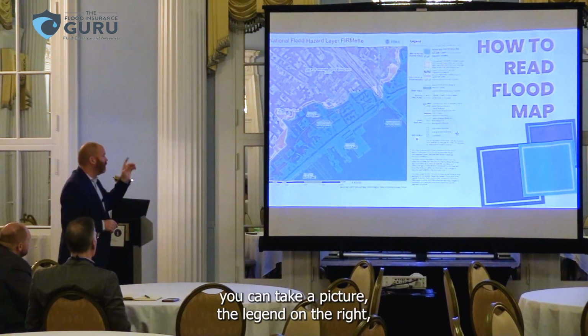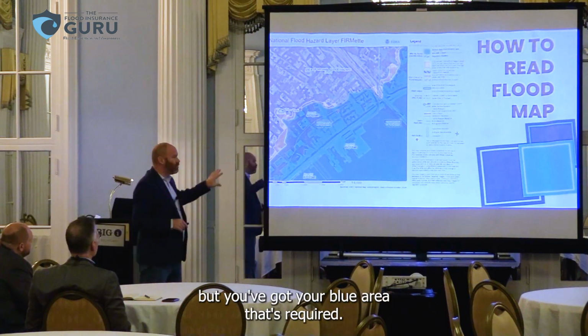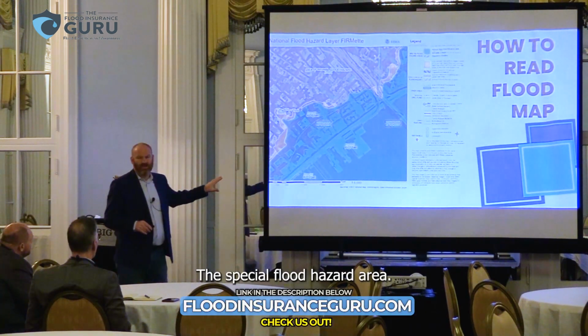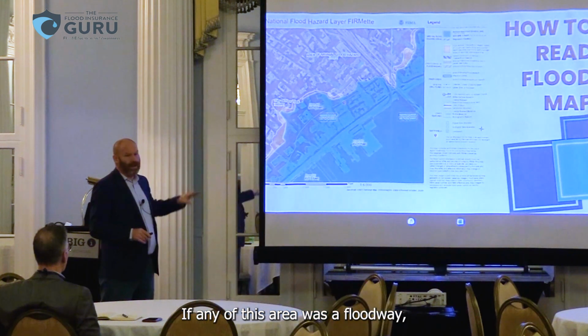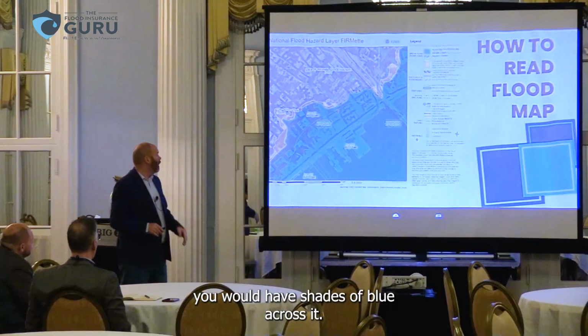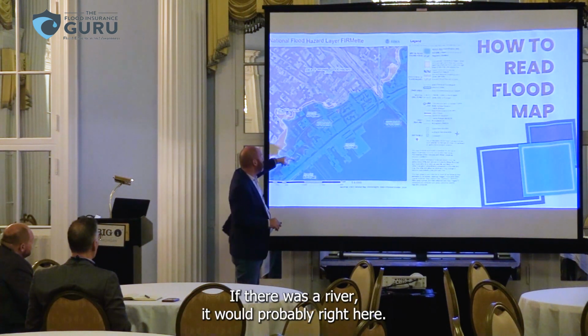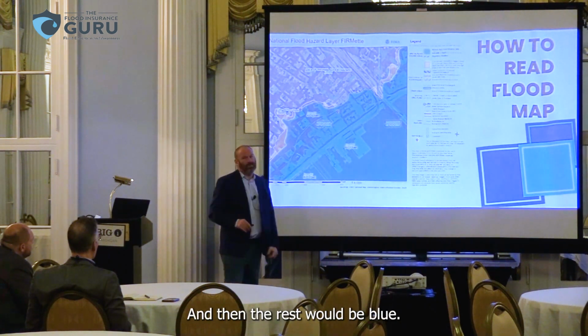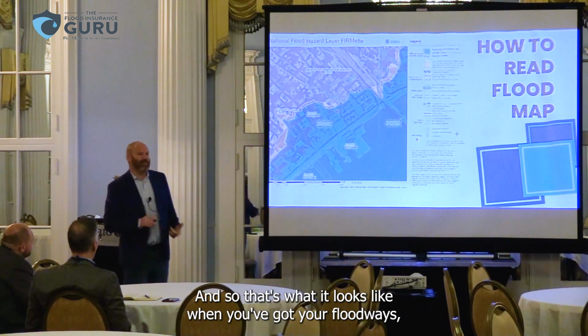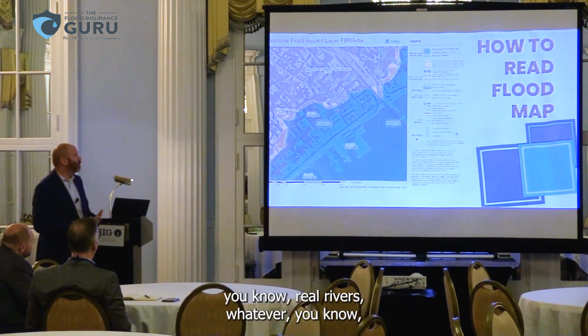So you're going to see, you can take a picture of the legend on the right, but you've got your blue area that's required, the special flood hazard area. If any of this area was a floodway, you would have shades of blue across it. Usually it would be somewhere right along here. If there was a river, it would probably be right here, and then the rest would be blue. And so that's what it looks like when you've got your floodways, when you've got your real rivers, whatever.